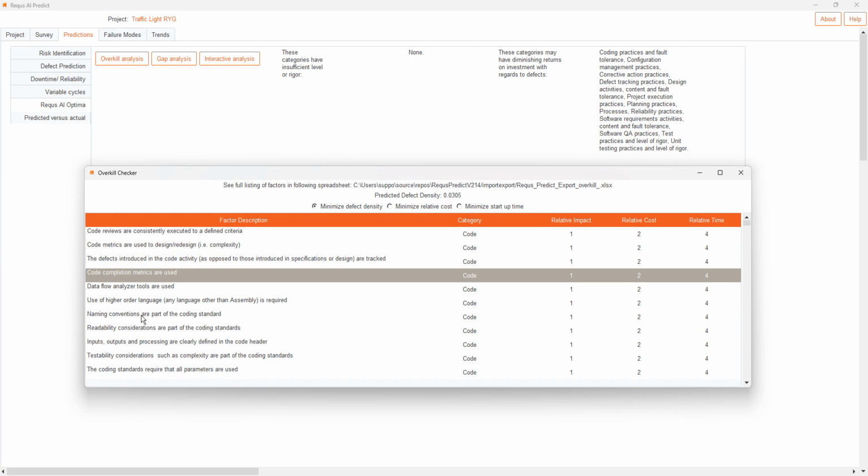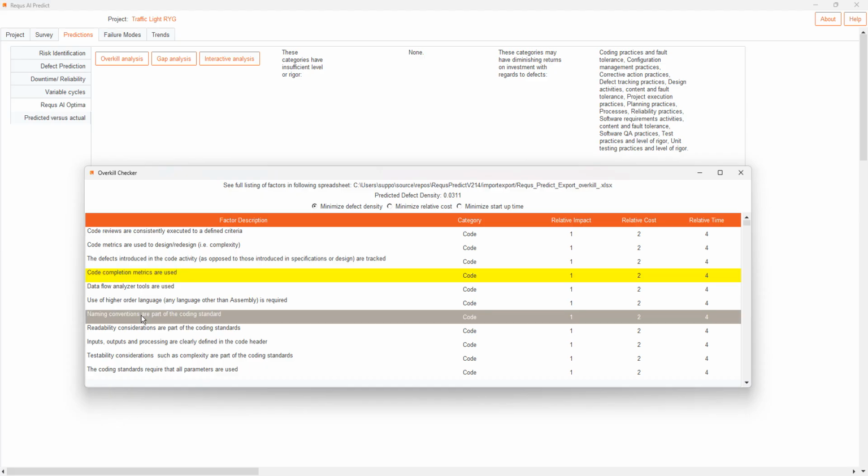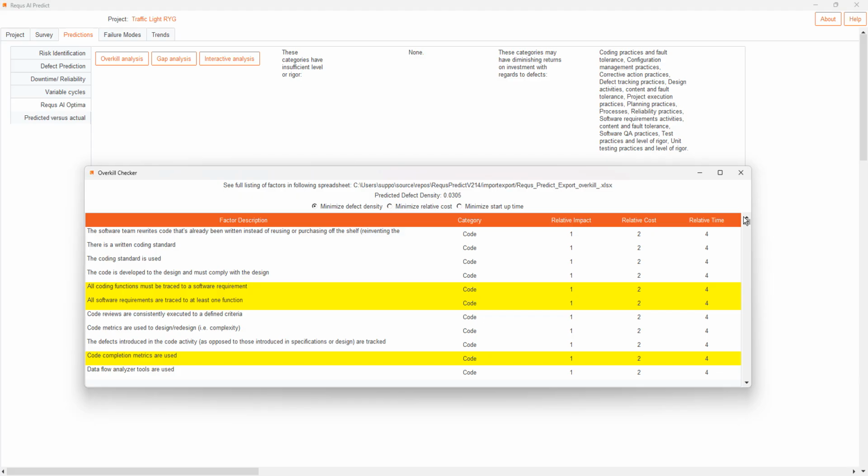Let's look at naming conventions in the coding standard. Getting rid of that actually caused the defect density to go up a little bit, so let's put that one back in there. But right now, we have a few things. These are fairly, it's not that they're exhaustive, but they take a little bit of work, and they had actually no real effect on the defect density.